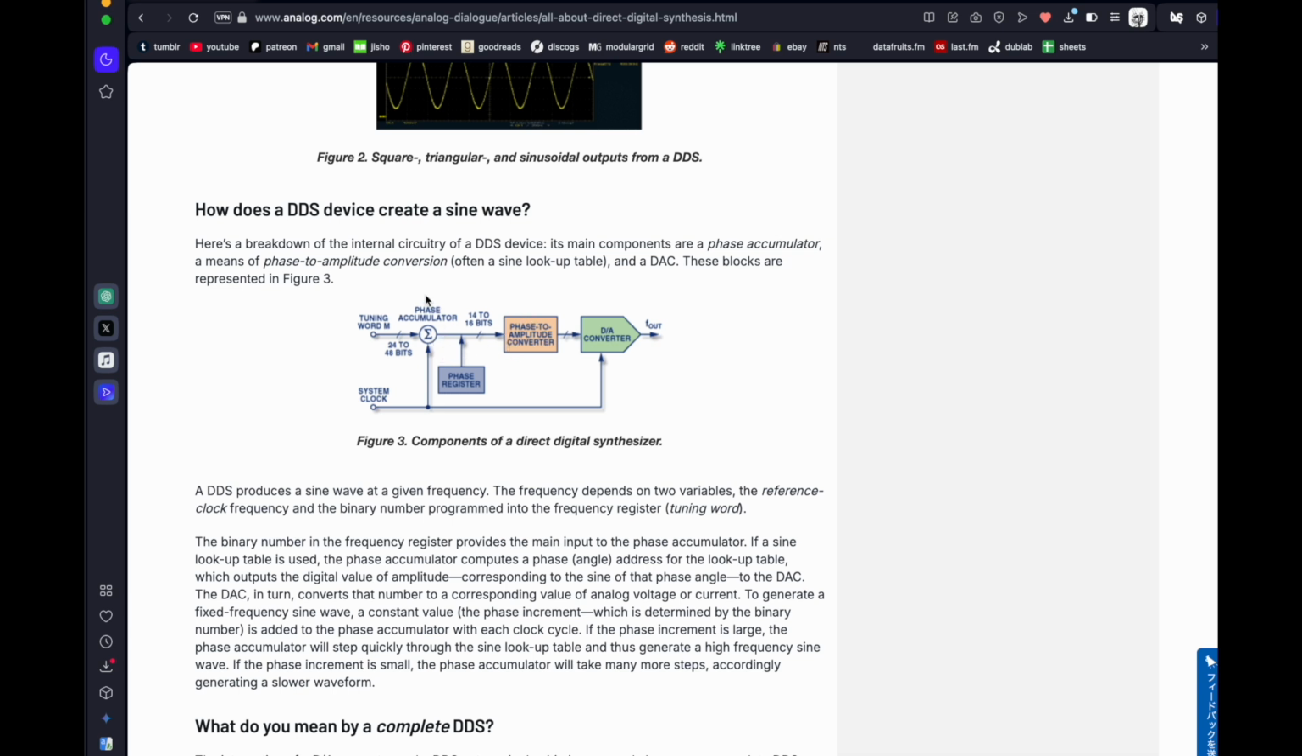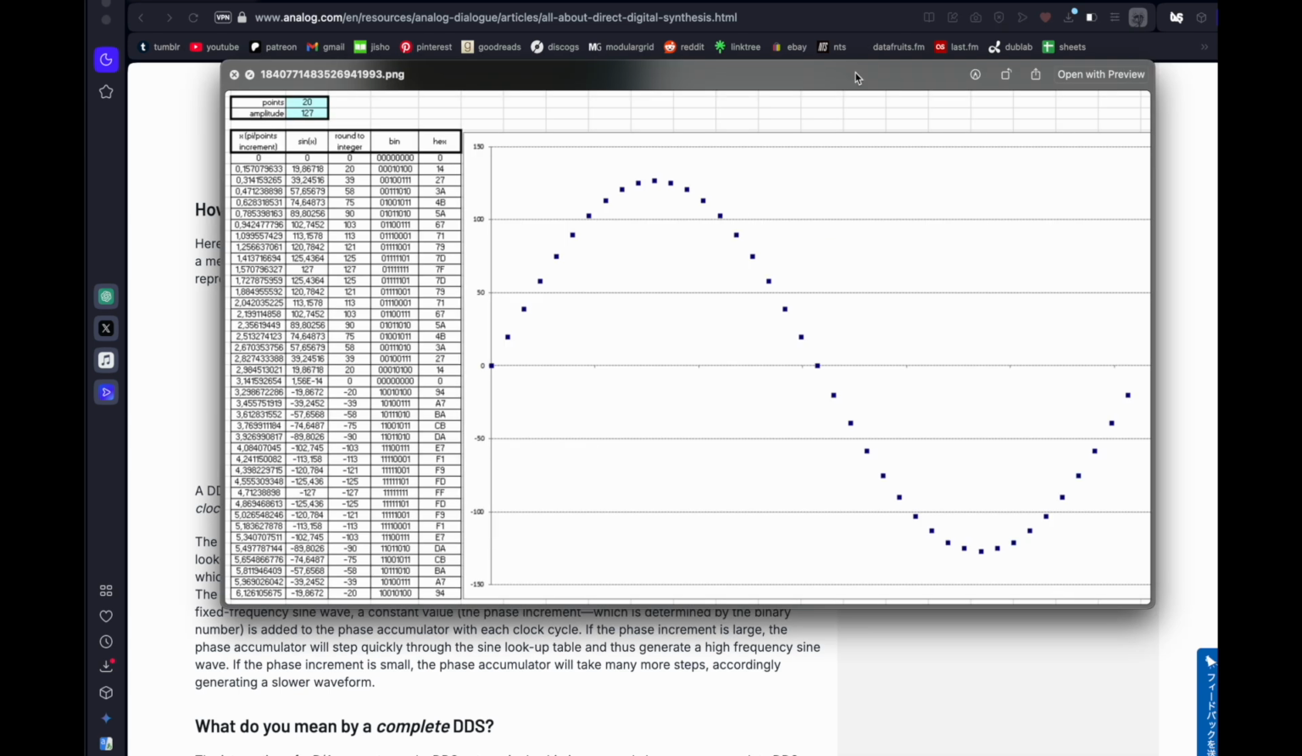So this phase accumulator, you can imagine it as going around the circle. And then when you calculate the sine of each of those angles, that's the phase to amplitude converter, because that's when you map it out over time, and that's what gives you a sine wave. But instead of actually calculating the sine of each of those angles, it's more computationally efficient to store those values in a lookup table. So this would be a sine lookup table.